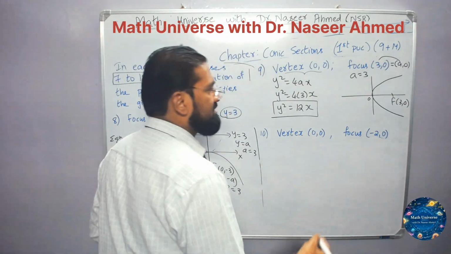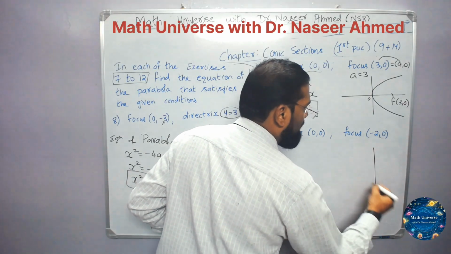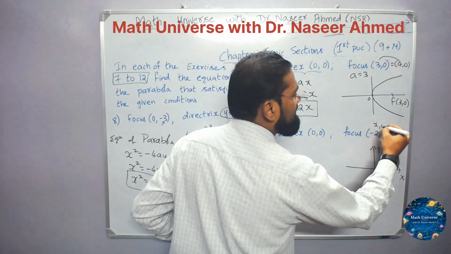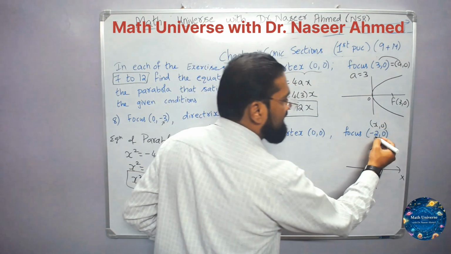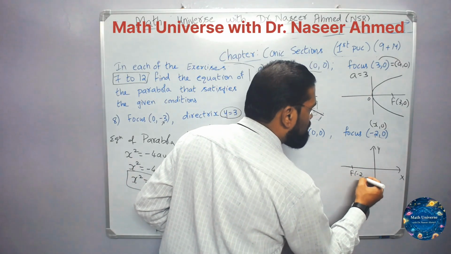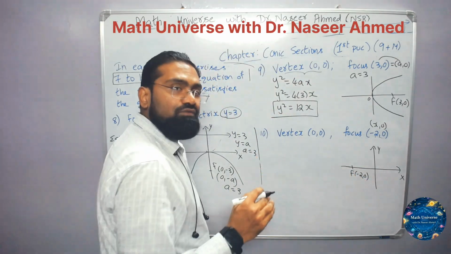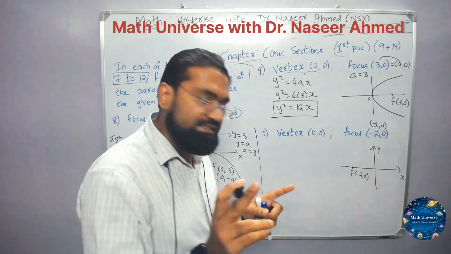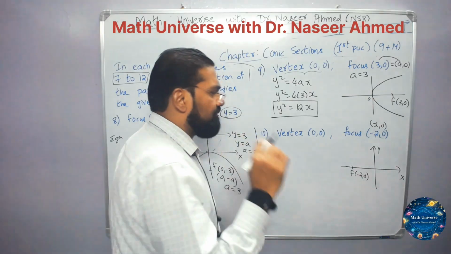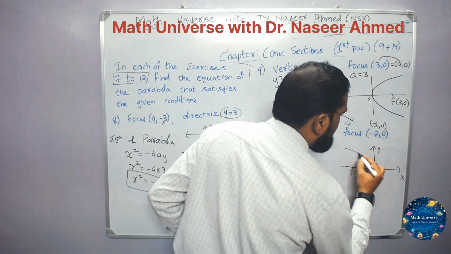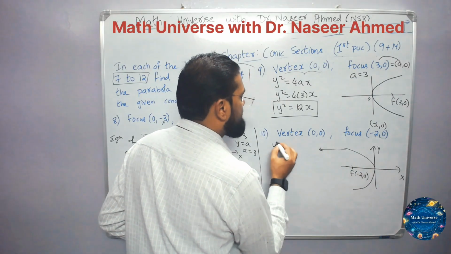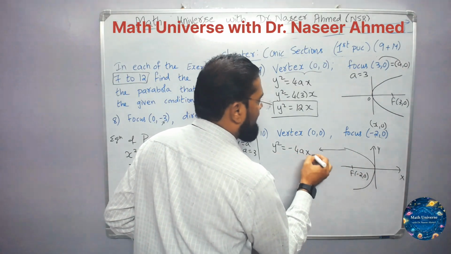Dear students, let us move on to question number 10. Vertex is (0, 0). Focus is (-2, 0). This is of the form (x, 0), so it lies on the x-axis. Since the x value is negative, it will be the negative part of the x-axis. So the focus is here, (-2, 0). Vertex is here. Don't forget, inside the mouth, who should be there? Focus. And at the vertex, the parabola should cut the axis of the parabola. So this is the graph, and this graph's equation is y² = -4ax.